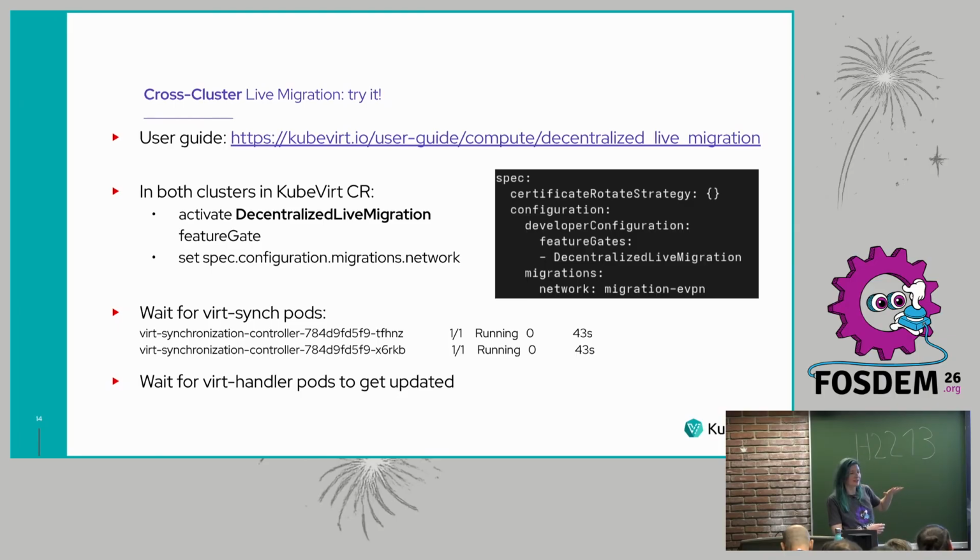Network deserves a talk on itself, and this talk happened here an hour ago. Yeah, Miguel is here. He explained how you can do it. Once you update the migration network, you will see that your virt handler pods will restart, and now they will know that they need to use this network for communication with other virt handler pods for the migration itself.